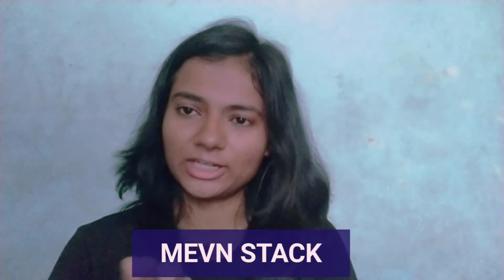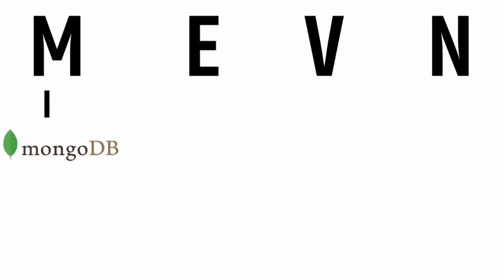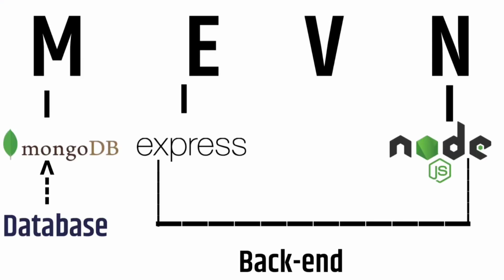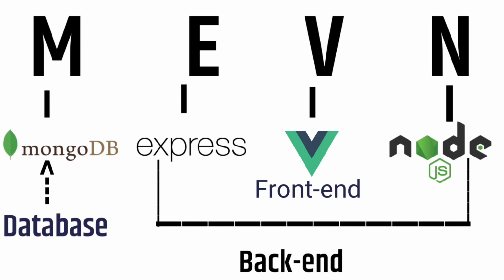Now the third stack is the MEVN stack. Again, it is similar to the MERN stack and the MEAN stack. The only difference is that React.js and AngularJS are replaced by Vue.js. Again, Vue.js is a JavaScript framework. It was developed to build interactive web pages. And again, in this stack, as a database, we are using MongoDB. For backend, we are using Express.js and Node.js, and for frontend, we are using Vue.js.